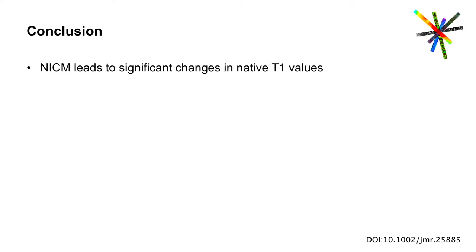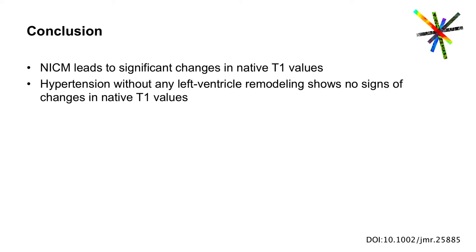The non-ischemic cardiomyopathy clearly leads to significant changes in native T1, which could be increased or decreased depending on the disease that you're looking at. For hypertension without any left ventricle remodeling, we show that there's no significant change in native T1, which indicates that T1 could be useful to determine whether a person is only at risk of developing a disease, or developing a different disease, or already has the cardiomyopathy.